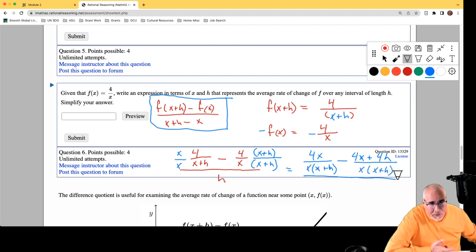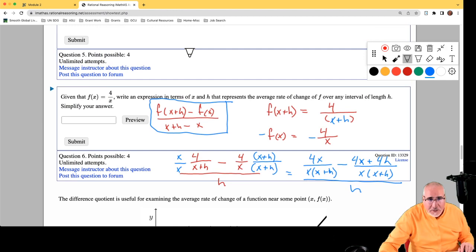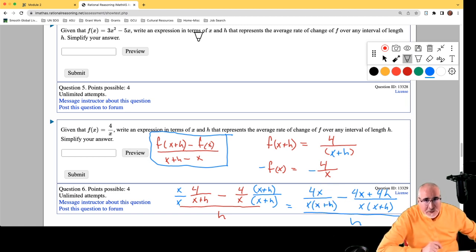And this is still all over h. I don't know if I'm going to have enough room here, so what I'm going to do is, I see above, I do have actually more room up here, so I'm going to use this upstairs. But what I want you to see is this has a common denominator, so I'm going to write that common denominator of x plus h.